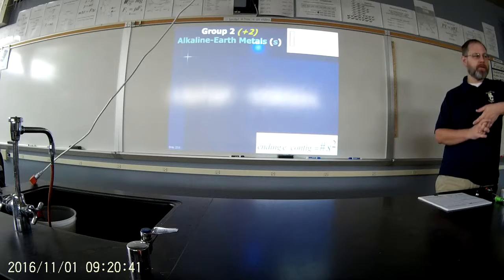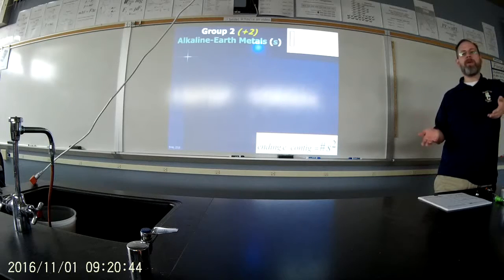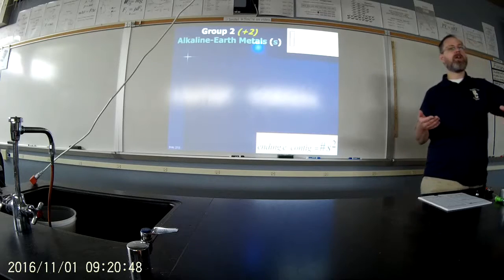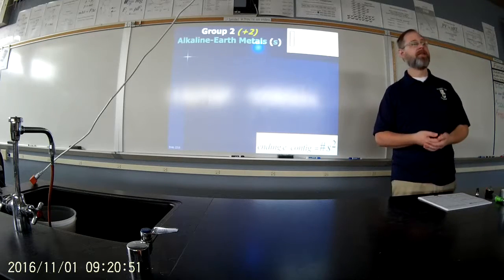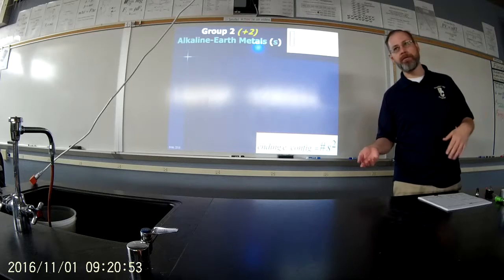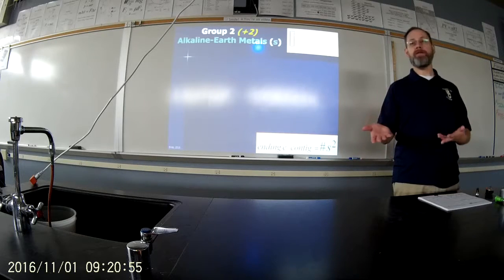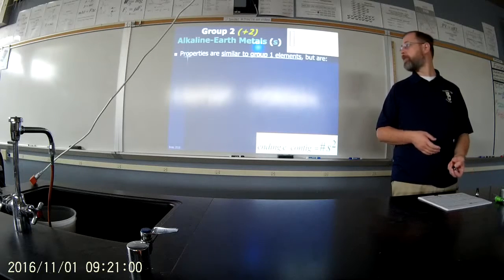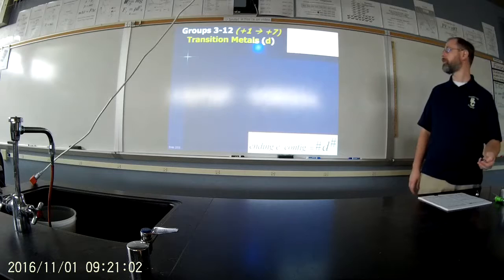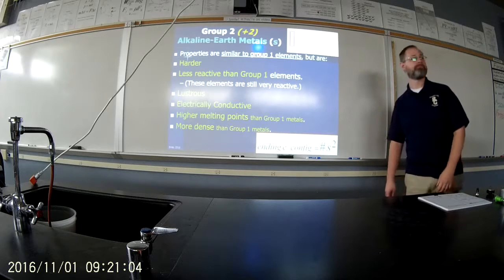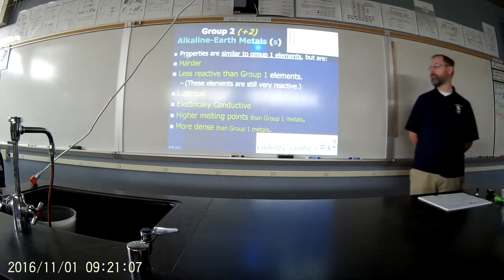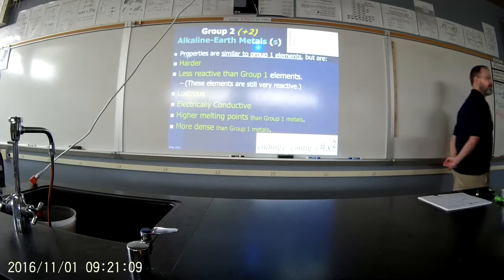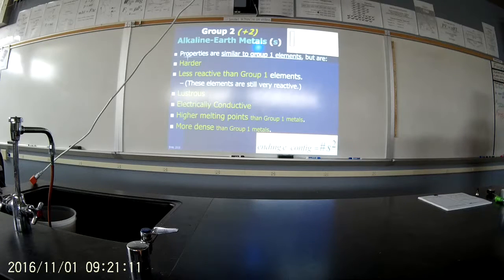And their properties. They have the same properties as alkaline metals, but less so. They are less lustrous. They are less electrically conductive. They are more dense. But for the most part, they behave pretty similarly. They have slightly higher melting points. So they're like wannabe group 1s. They behave just like group 1s, but less so.